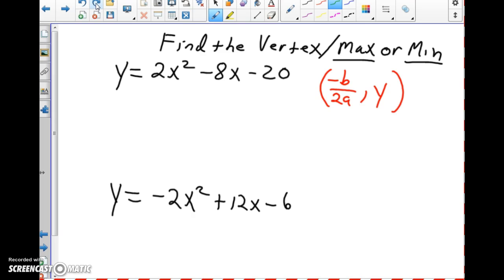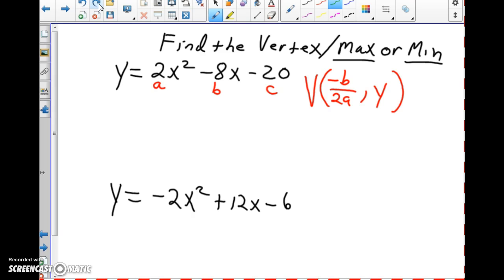No, the 2 is a, right? The negative 8 is b, right? And the negative 20 is c. Okay, that's right. So now we're going to take those numbers and stick them into this formula, right?